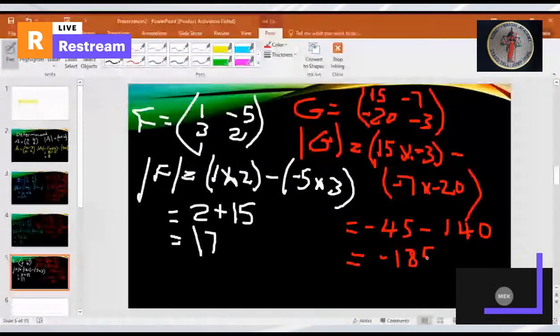Pretty simple and straightforward. So remember, it's A times D. This is A, B, C, D. A times D minus B times C. And that's it. So now we're going to go on to finding the adjoint of a matrix.